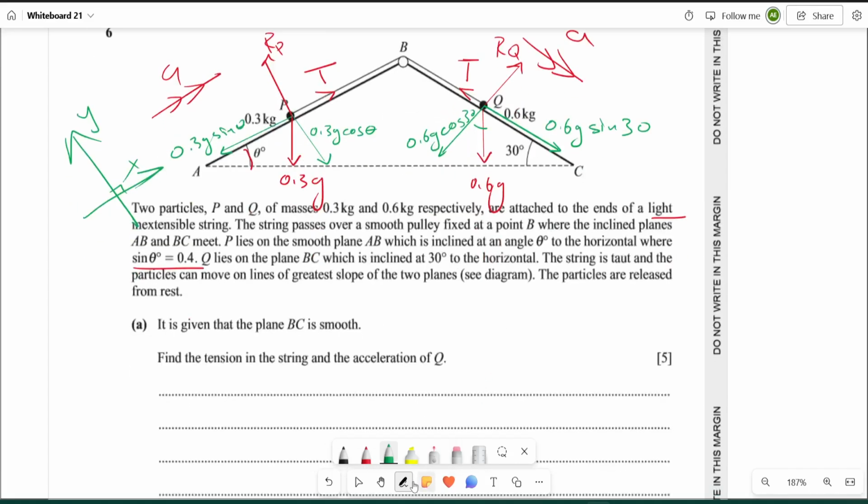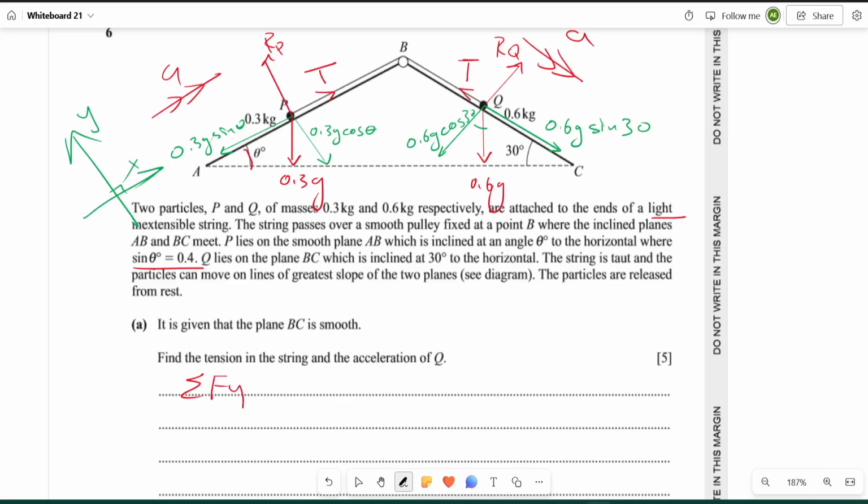Okay. Now we can start doing the equations of motion. Here, there's no use of doing sigma F in the y direction for both, because we don't have any friction. All you're going to get from the y direction is that forces are balanced in the y, so reaction is equal to 0.3 g cosine theta. That's about it. You're not going to use it. In part B, however, we're going to use it, and I'll show you how in a second.